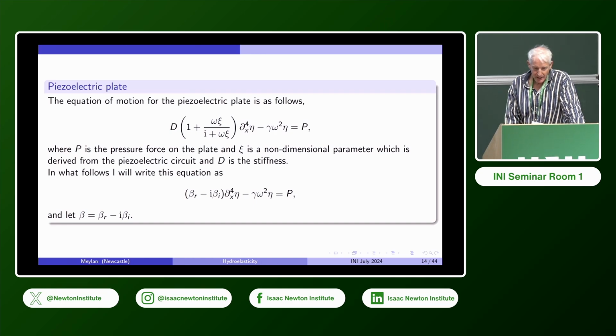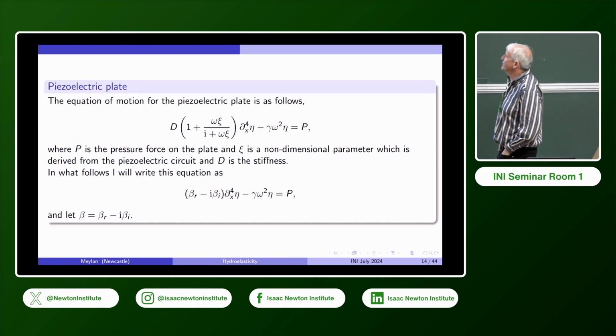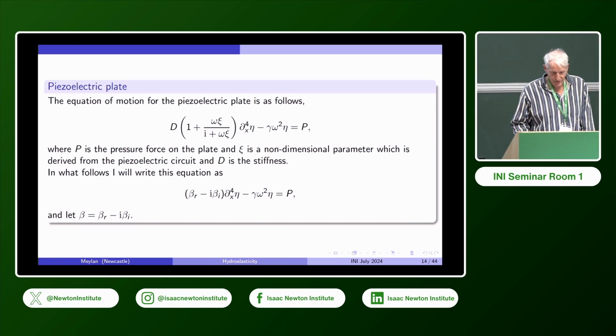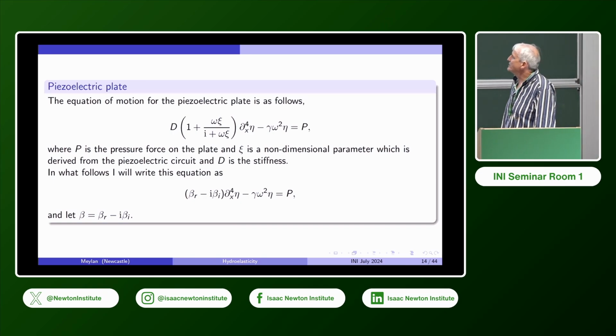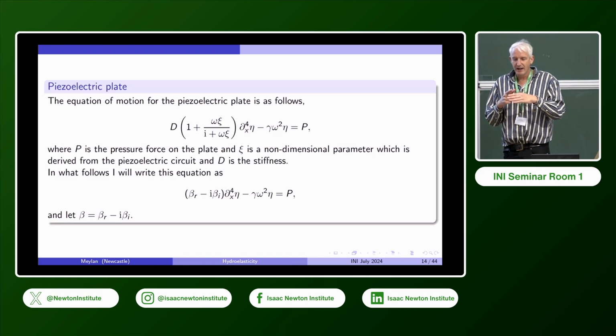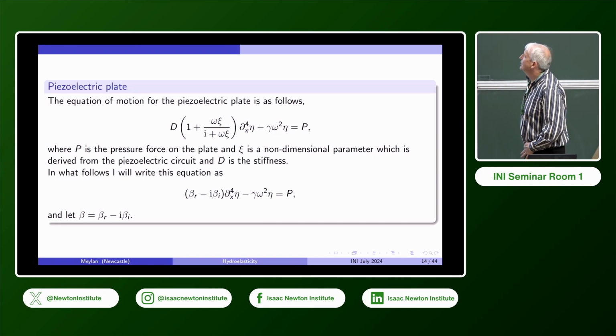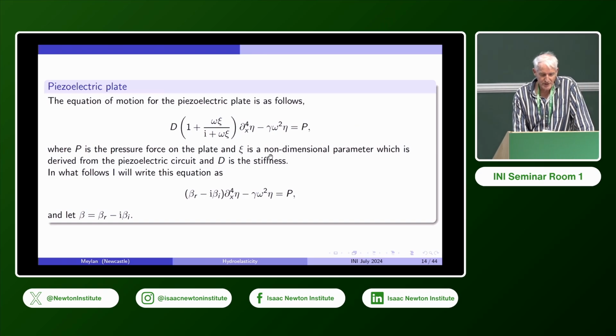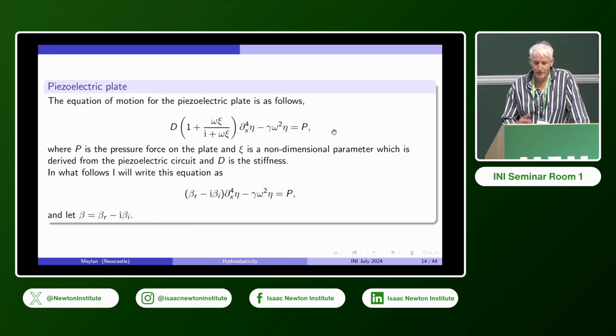This is the equation that Renzi derived, and what he found was that D is the flexure if you had no piezoelectric effect, and then he added in this frequency-dependent imaginary part. It's imaginary because there's some force that's acting at right angles to the motion, due to the electric effect. That's going to remove energy, and the effect of this term is highly frequency dependent. So low frequencies and high frequencies have different properties.